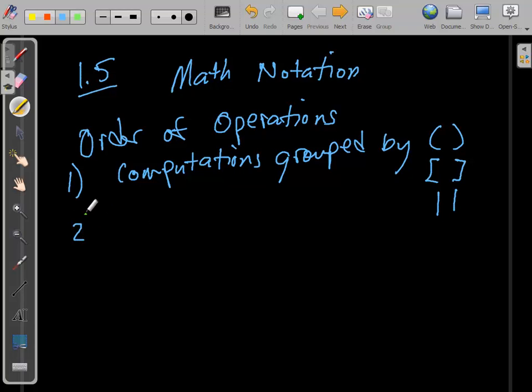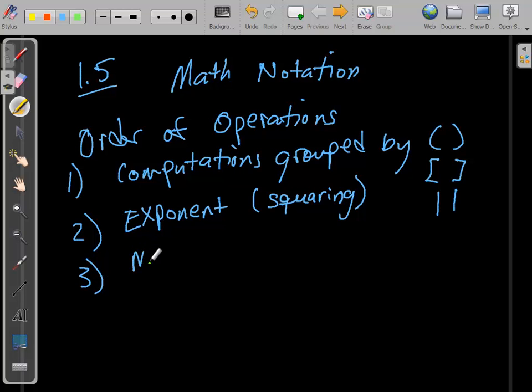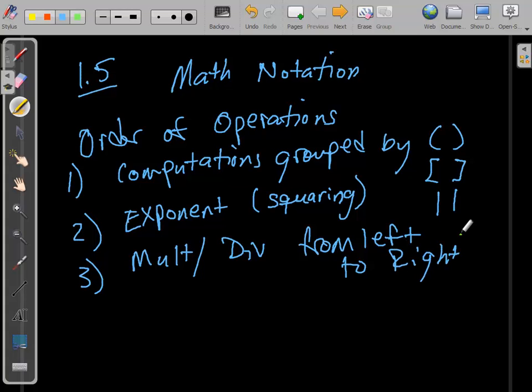Once we do those computations, we're going to follow up with any sort of exponent, so squaring, square rooting, things like that. So I'll just write square. And then after exponents we're going to do multiplication or division as we read left to right. So this would be if we had a sequence of multiplication and division. We would just start on the left hand side of the expression and do the multiplication and division as we read it left to right.